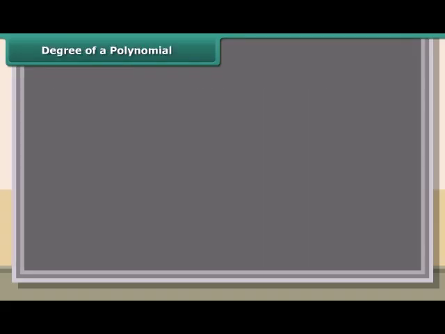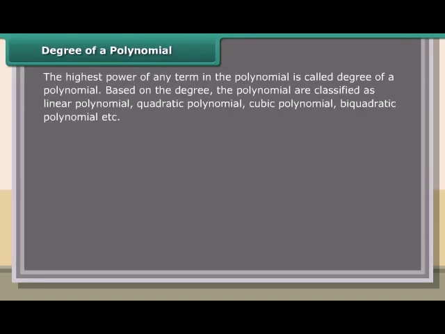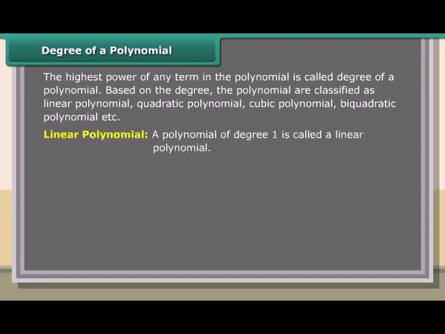Degree of a polynomial. The highest power of any term in the polynomial is called the degree of a polynomial. Based on the degree, polynomials are classified as linear polynomial, quadratic polynomial, cubic polynomial, biquadratic polynomial, etc. Linear polynomial. A polynomial of degree 1 is called a linear polynomial. Example, 3 plus 7 upon 5x. Here x is of degree 1, therefore it is a linear polynomial.